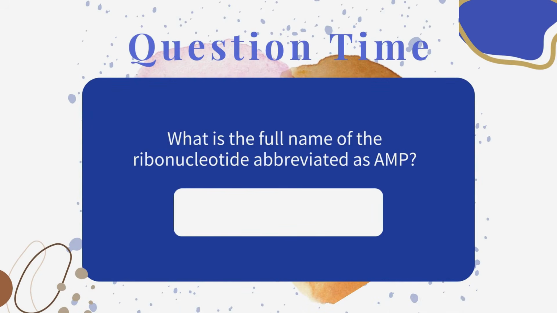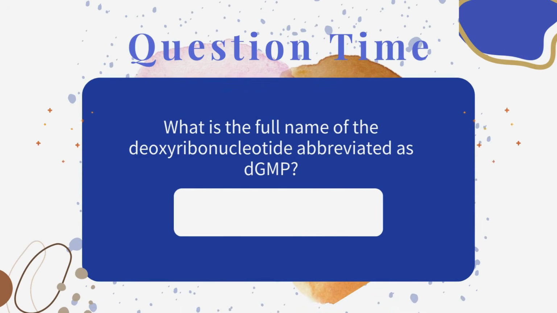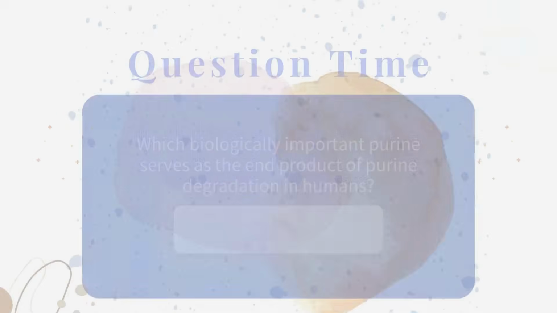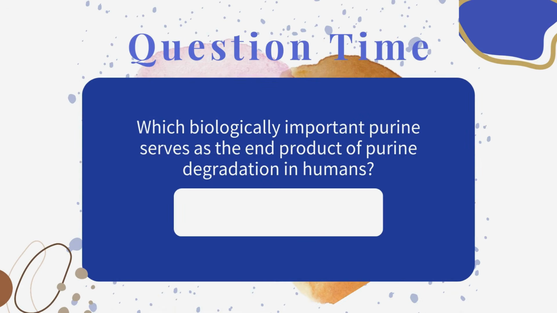What is the full name of the ribonucleotide abbreviated as AMP? Adenosine 5 monophosphate or adenylate. What is the full name of the deoxyribonucleotide abbreviated as dGMP? Deoxyguanosine 5 monophosphate or deoxyguanylate. Which biologically important purine serves as the end product of purine degradation in humans? Uric acid.